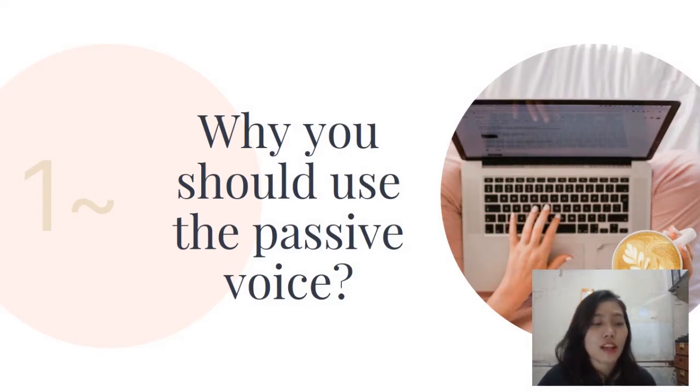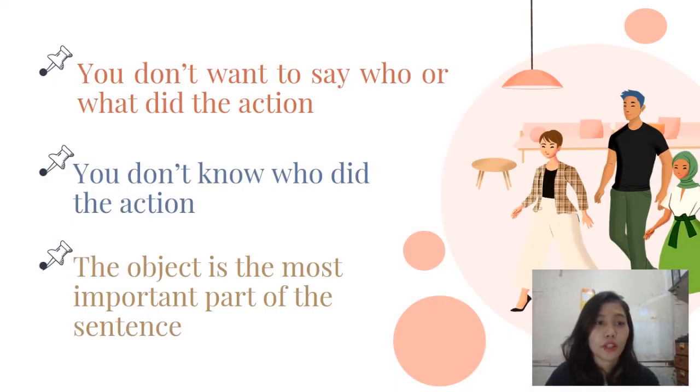Okay, we are back to the discussion. Why should people use the passive voice? First, you don't want to say who or what did the action. Second, you don't know who did the action. Third, the object is the most important part of the sentence.